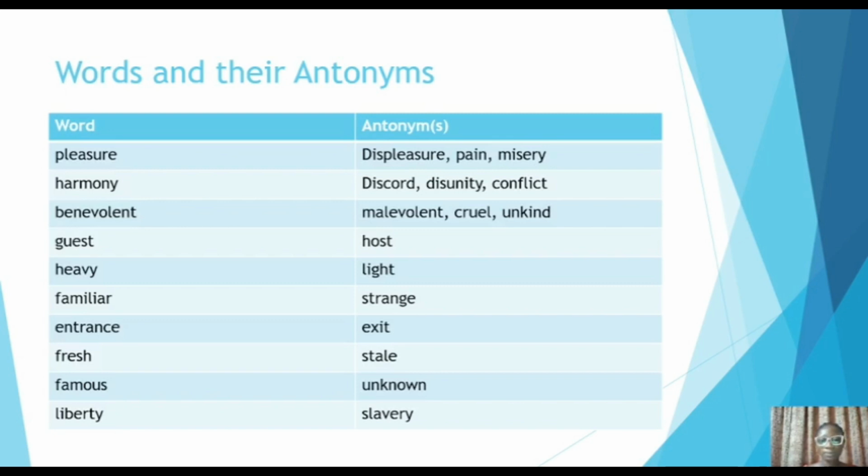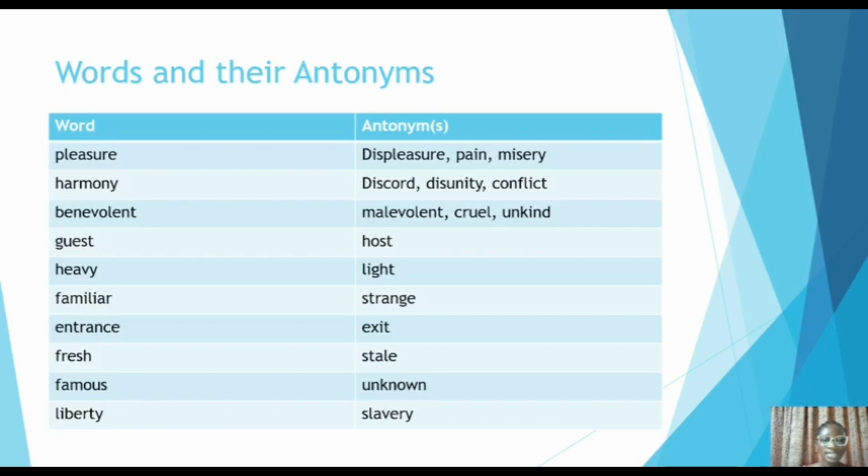And just like I said previously, a word could have more than one antonym. So we can see that here. Pleasure, we have displeasure as the first antonym. We have pain. We have misery. The second word we have is harmony. Harmony, and the antonyms are discord, disunity or conflict. We have benevolent. Benevolent refers to someone who is kind. When we say someone is benevolent, that means they are kind. Now, the antonyms of benevolent, here we have malevolent, we have cruel, we have unkind.